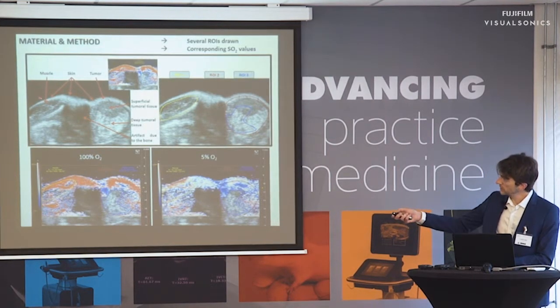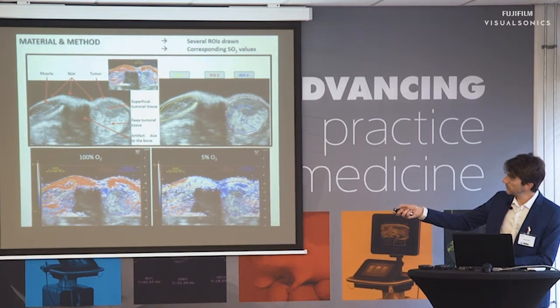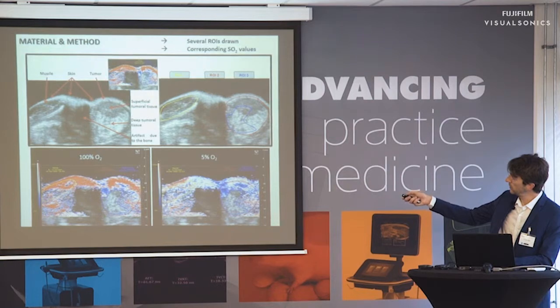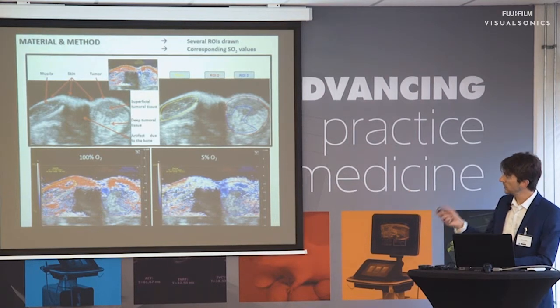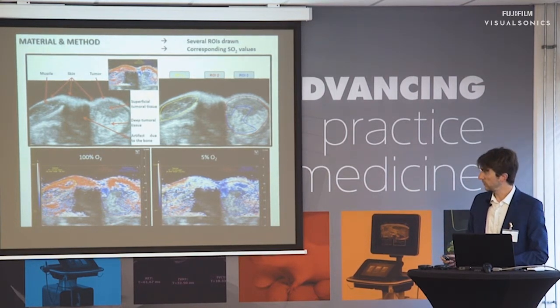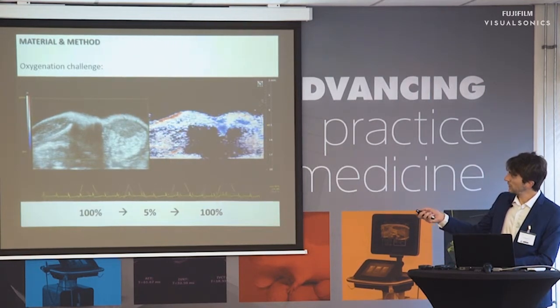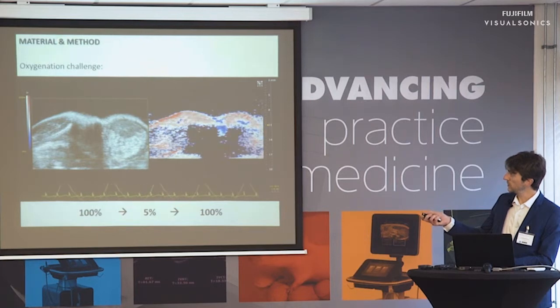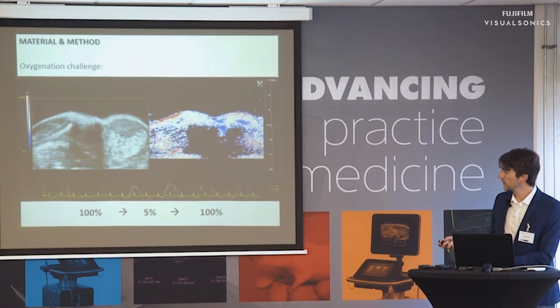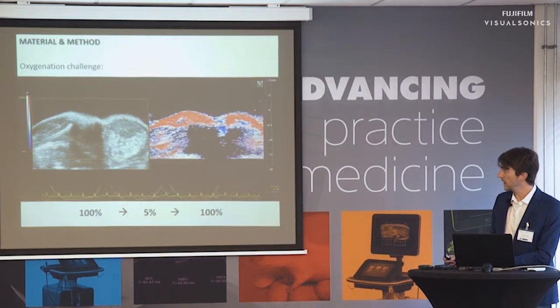For this example, you can see here the muscle, and here is the tumor. We draw this region of interest on the muscle as a reference, and this is the whole tumor, and the blue area dedicated to the hypoxic core of the tumor. On this dynamic acquisition, you can see the oxygenation becoming lower in blue, and then back to the red color, becoming high with a higher oxygenation.